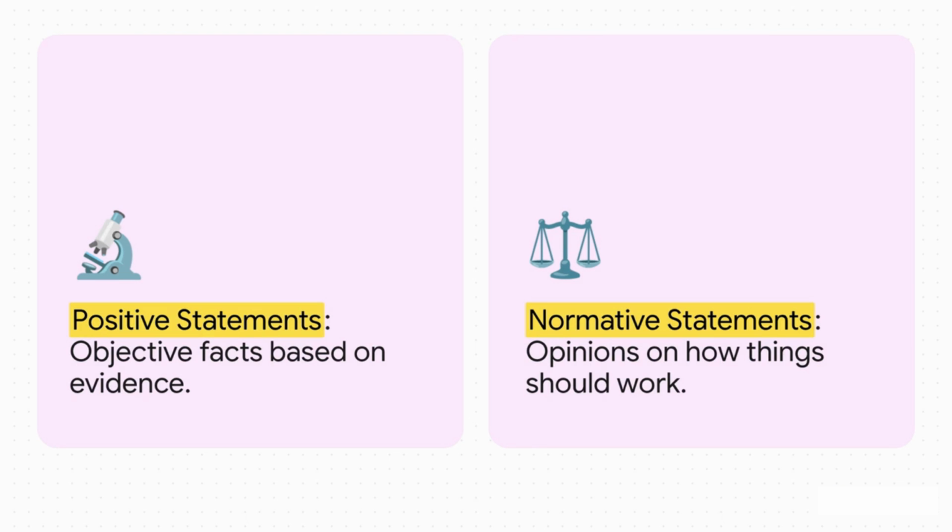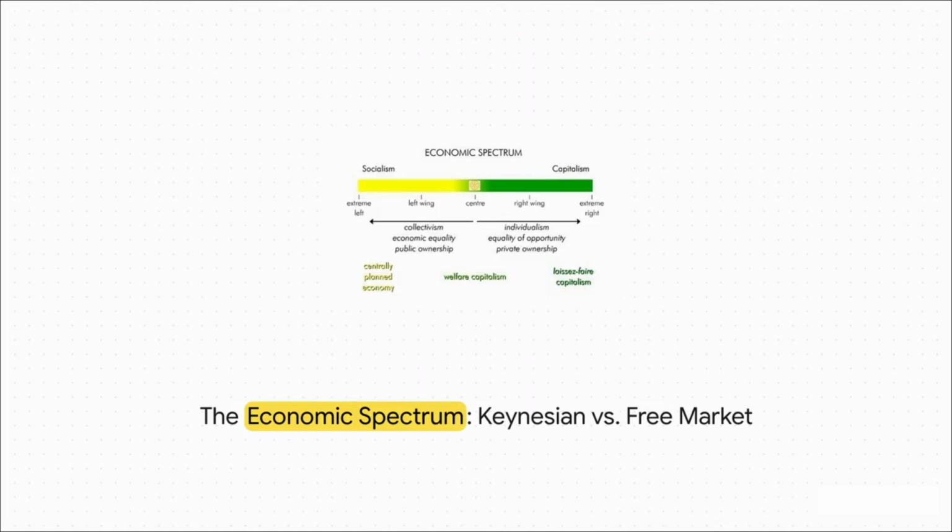Economists also use normative statements when they act like policy advisors. These are value judgments and opinions. If an economist says the government should increase spending to stimulate the economy, that is an opinion about what ought to happen. And you just can't scientifically prove a should. And man, those opinions span a really wide spectrum.